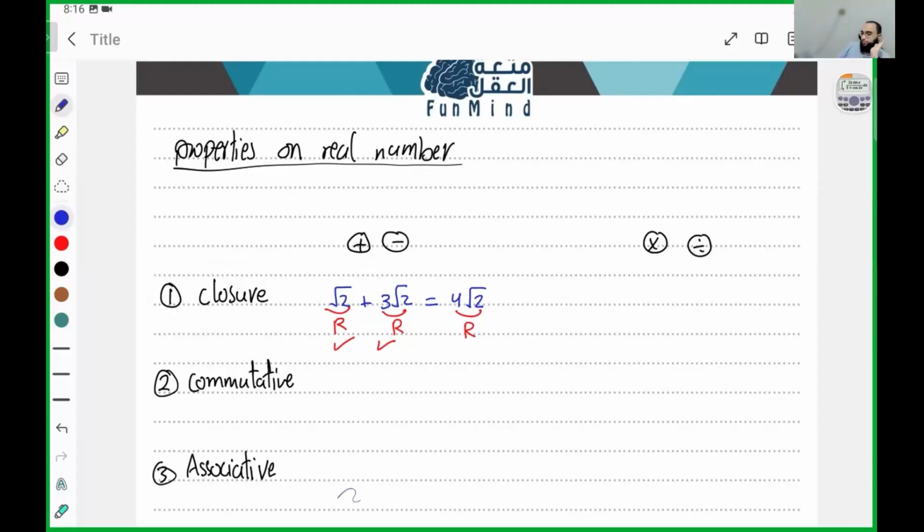Okay? Also in subtraction it is the same, and in multiplication and division it is the same. If you have √2 times 3√2, it equals what? 1 times 3 is 3, and √2 times √2 is √2 squared, which is 2. So what's the answer? It's 3 times 2, which is 6. Is 6 a real number? Yes, 6 is a real number. This is real, yes, and this is real, yes, so the answer is also real. And this is the closure property.